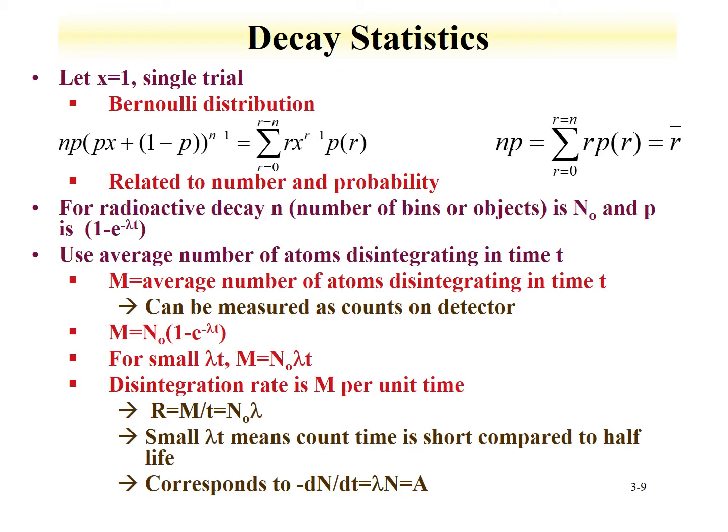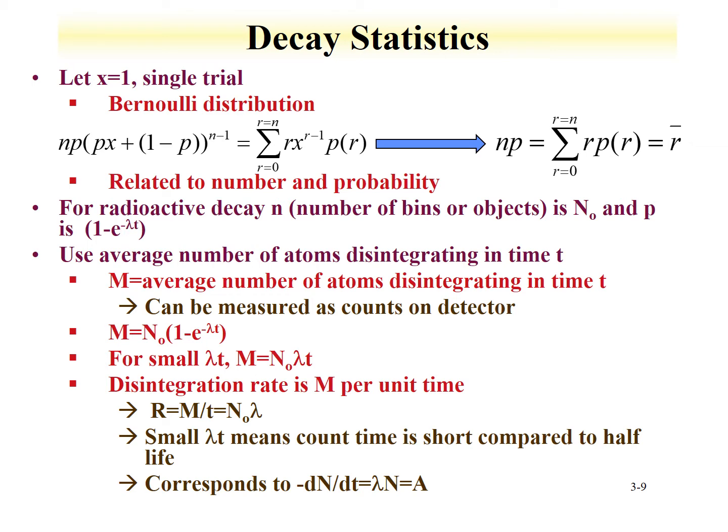Using the equation from the previous page, we set x equal to 1, which is for a single trial. This is really the Bernoulli distribution, which you may have seen in previous courses. The equation then becomes this, where again our average disintegration winds up being a function of number and probability. For radioactive decay, the n, the number of bins or objects, is the initial amount, and p, this probability, is 1 minus e to the minus lambda t.